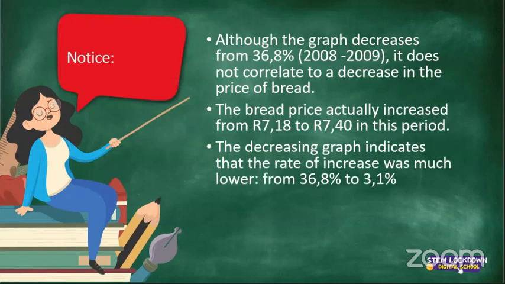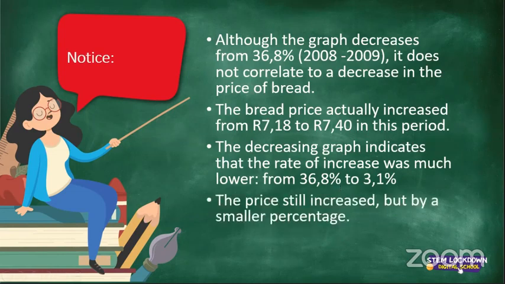This is explaining why in the inflation rate graph, you will see a decreasing inflation rate for the years 2009 and 2010, even though the price of bread for those years had increased. What this explains is that the price did increase, but it increased at a very low rate, therefore decreasing the inflation rate from 36.8 to 3.1. The price still increased, but by a smaller percentage. This is summing up yesterday's work.